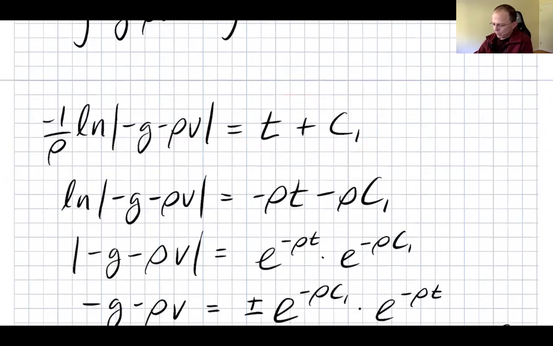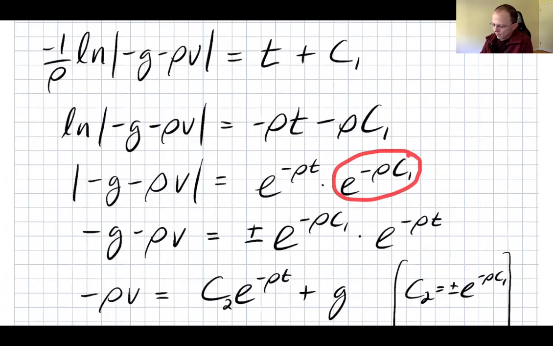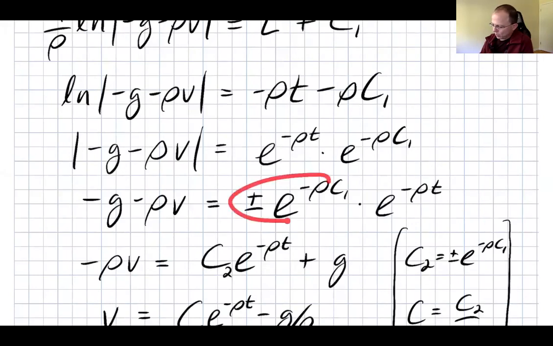And we multiply both sides by -rho. So we get -rho t and then minus rho c1. Take the exponential of both sides. So the log goes away, and we get e to the -rho t, and then times e to the -rho c1. Removing the absolute value gives us a plus minus here. And then we're going to replace this whole constant with C2, which I mentioned over here.